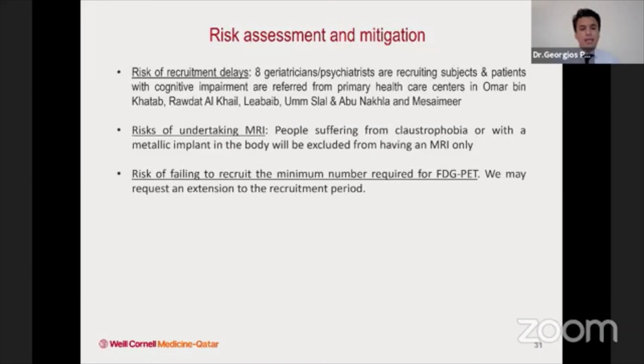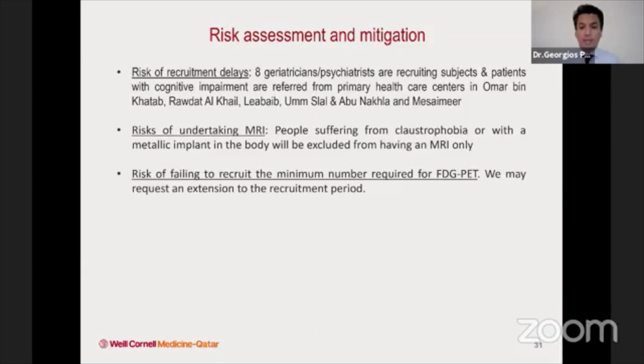Now, like I mentioned earlier, before you start your project, it's always good to do a risk assessment: see what could go wrong, what the potential obstacles are, and how you would mitigate them. So, for example, for the risk of recruitment delays, we had the lockdown, right? And we couldn't recruit any patients for 8 months. How do we overcome this?